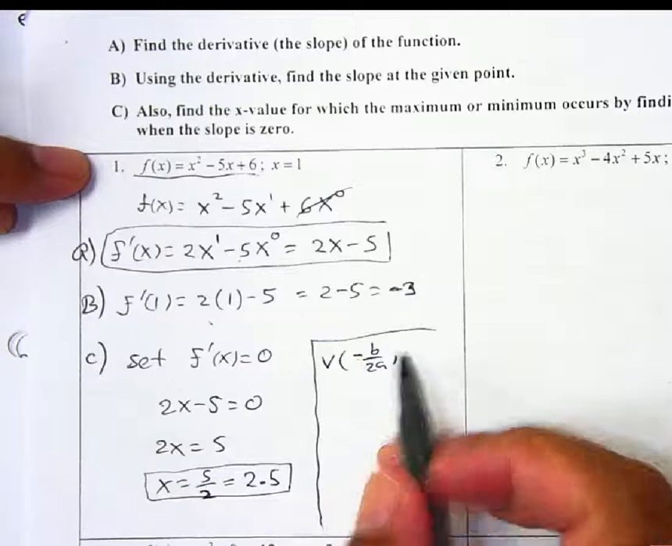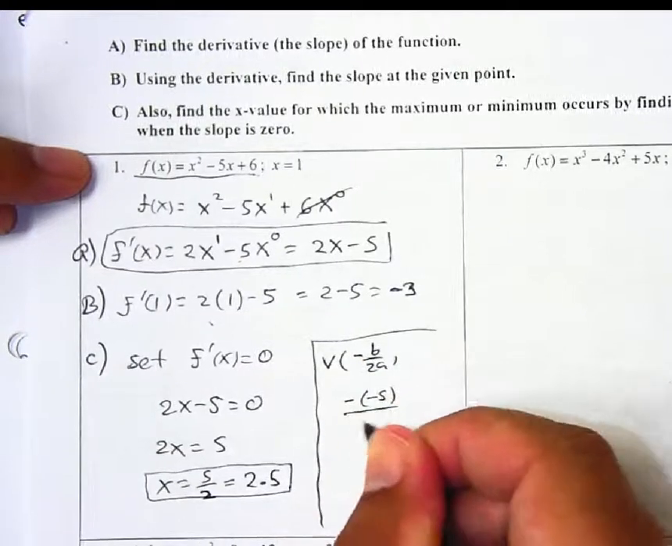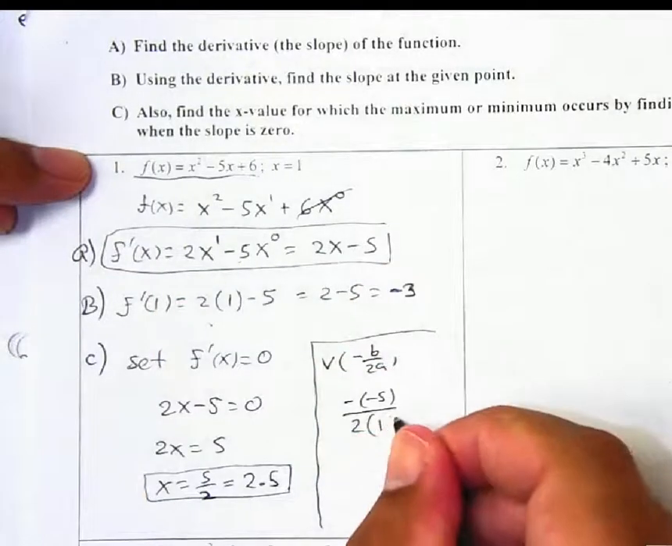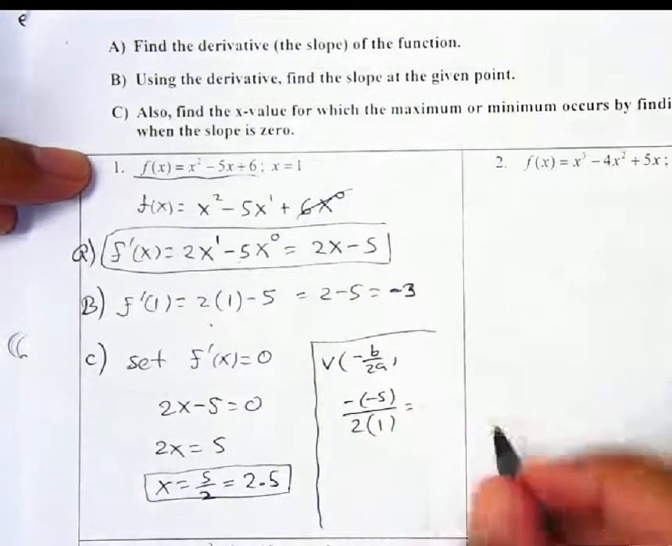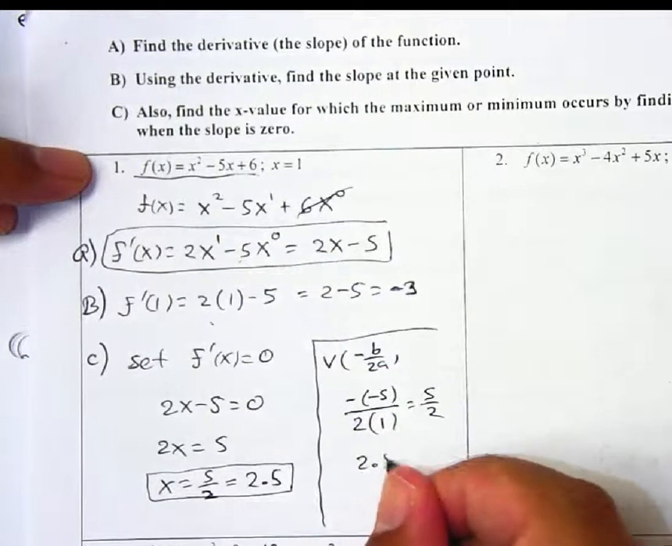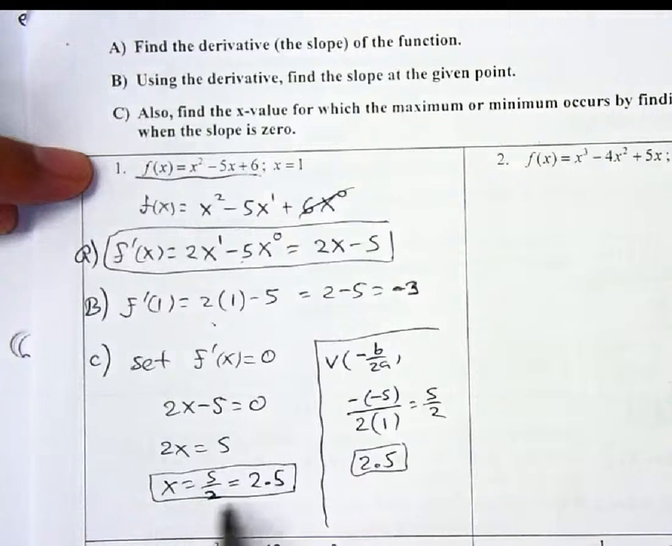Okay, so we have negative b, so we have a minus 5 divided by 2 times a, which is 1. Let me simplify that. We get 5 over 2, or 2.5. And as you can see, it's the same answer that we get over here using calculus.